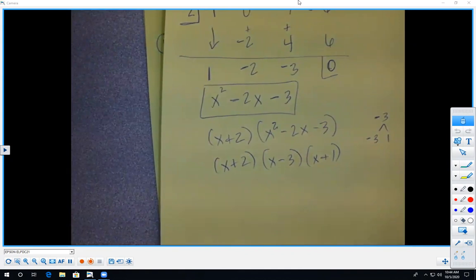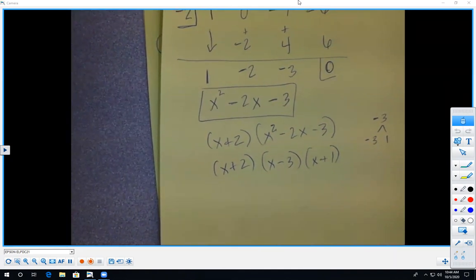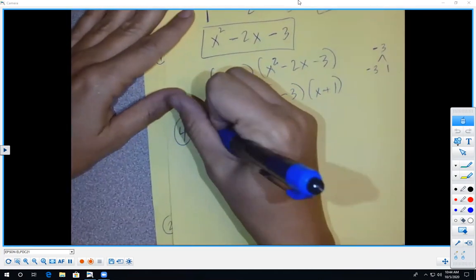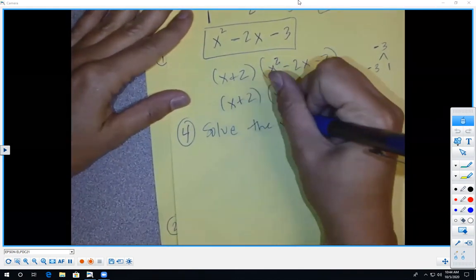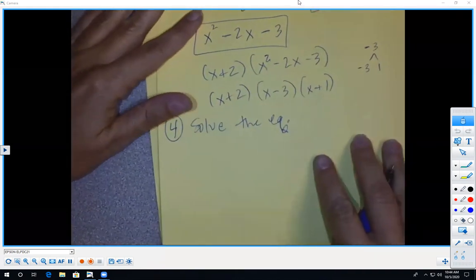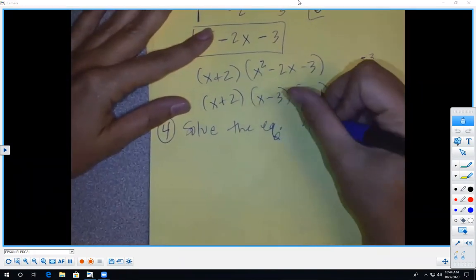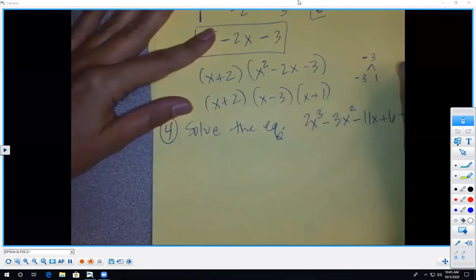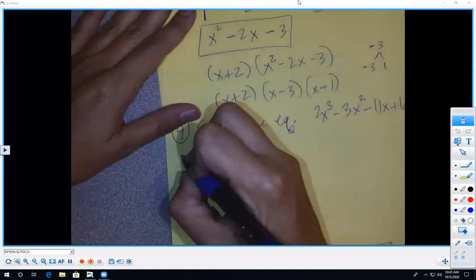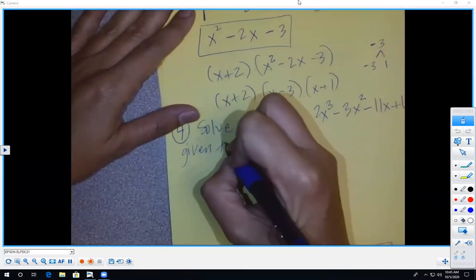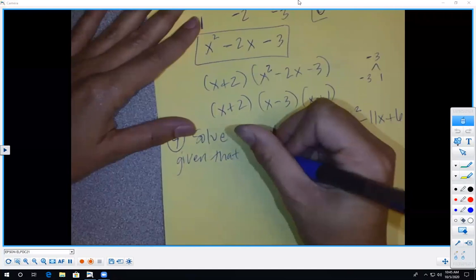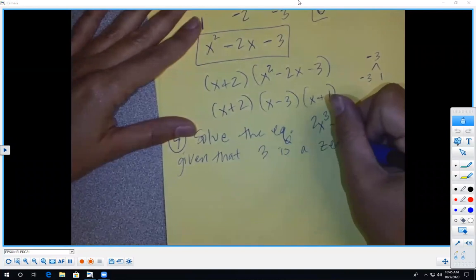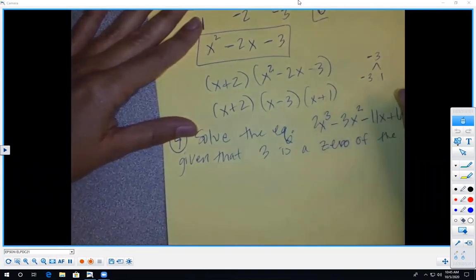We got time. So some of the problems you'll be given will look like this. It'll say, solve the equation. This will be on your exam. I'm just going to tell you right now. 2x cubed minus 3x squared minus 11x plus 6 equals 0, given that 3 is a 0 of the equation.